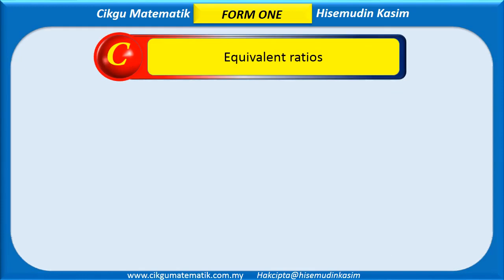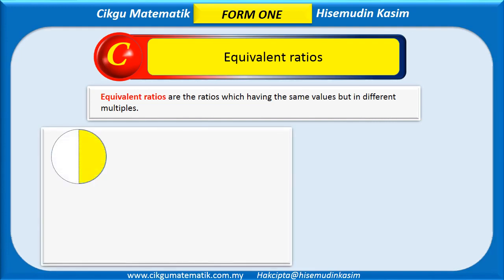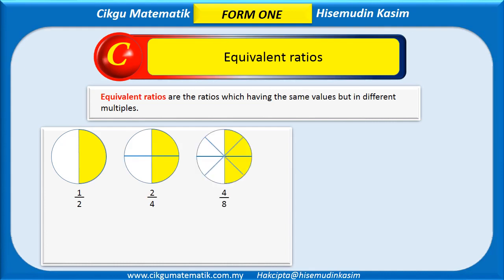C. Equivalent ratios. Equivalent ratios are the ratios which have the same values but in different multiples. 1 over 2, 2 over 4, 4 over 8. 1 over 2 equals 2 over 4 equals 4 over 8.